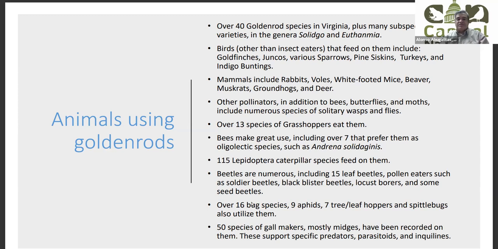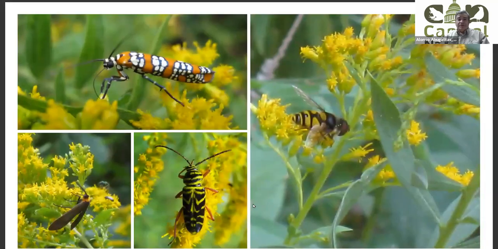A very important keystone plant, but in this case, it's not a tree. It's a smaller plant. And again, there's tons of them. We have over 40 species in Virginia, so there are some that will grow regardless of what kinds of conditions you have around your yard. Okay, on to the next one. Just an example of a few of them. On to the next one.